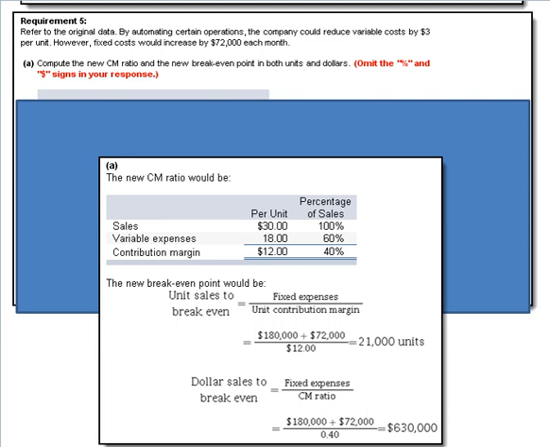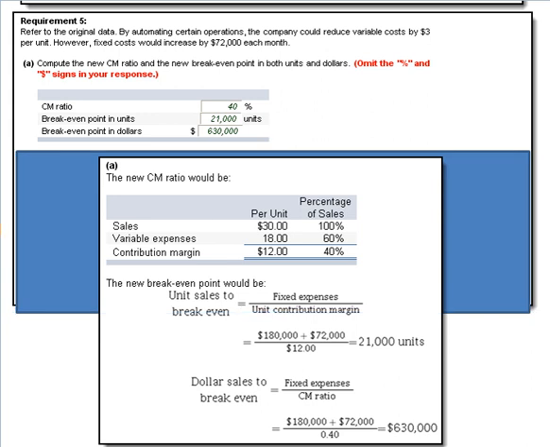Okay, next we tackle requirement 5, and I had to shrink the font a little bit so that we could see the answer without having to scroll. We refer to the original data. By automating certain operations, the company could reduce variable cost by $3 per unit. However, fixed cost would increase by $72,000. We're to compute on Part A the new contribution margin ratio and the new break-even point in both units and dollars. All right, let me grab this here and just jot down the answers.